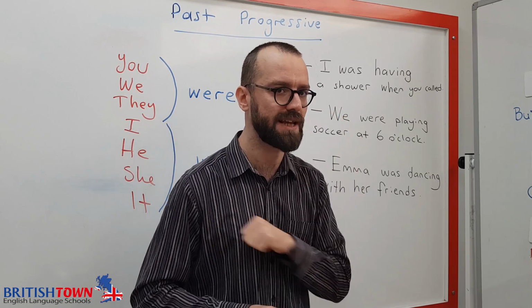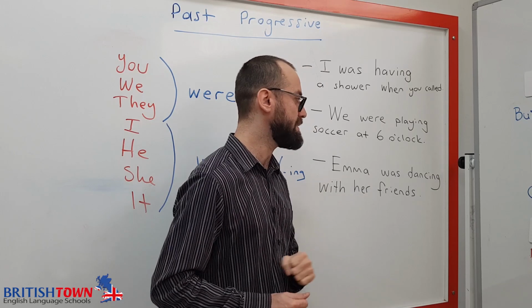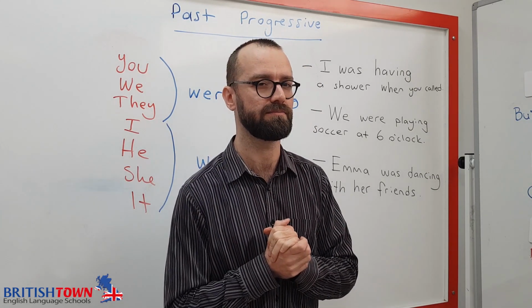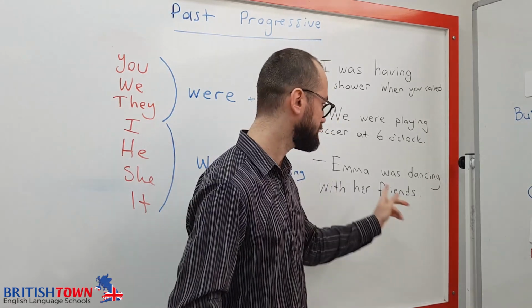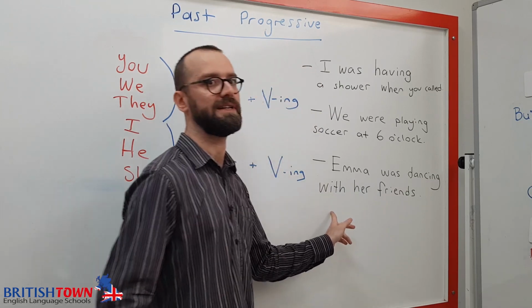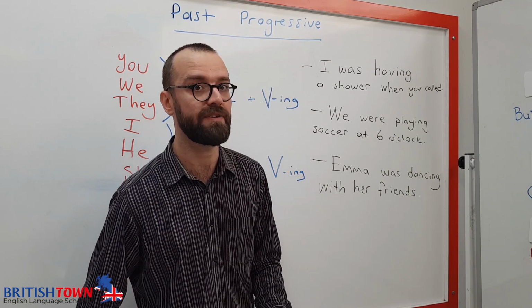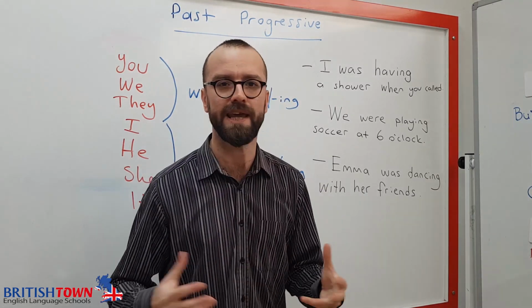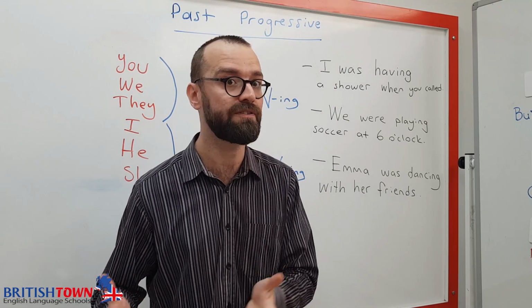And the third example. Emma was dancing with her friends. Peki Emma ne yapıyormuş? Evet, gördüğünüz gibi dans ediyormuş. Kiminle birlikte? With her friends. Again, repeat after me. Emma was dancing with her friends.